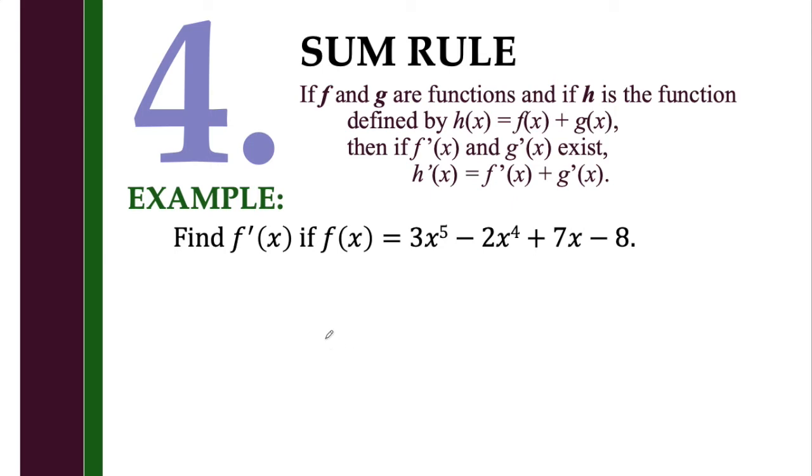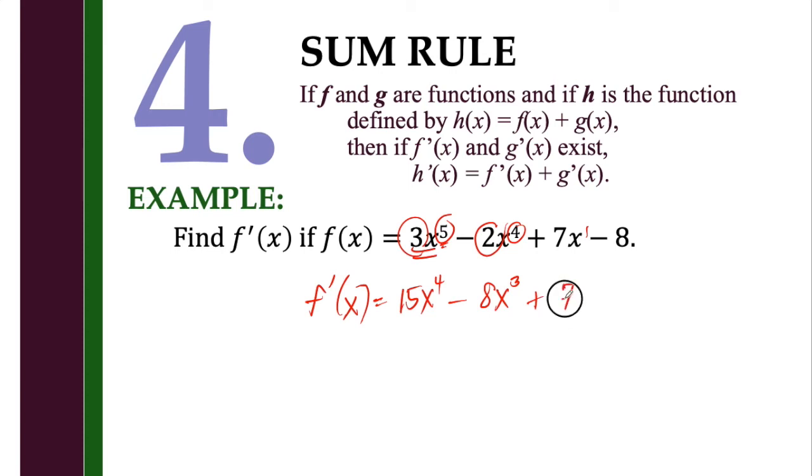If f of x is 3x raised to 5 minus 2x raised to 4 plus 7x minus 8, then the derivative of that is, the derivative of this, we have 15 x raised to, subtract 1, 4, minus, multiply, it's 8 x raised to, subtract 1, 3. 7 times 1 here, so that's 7. Subtract 1 with x raised to 1. So that's 1 minus 1, we have 0. So that's x raised to 0, or simply a constant 7.